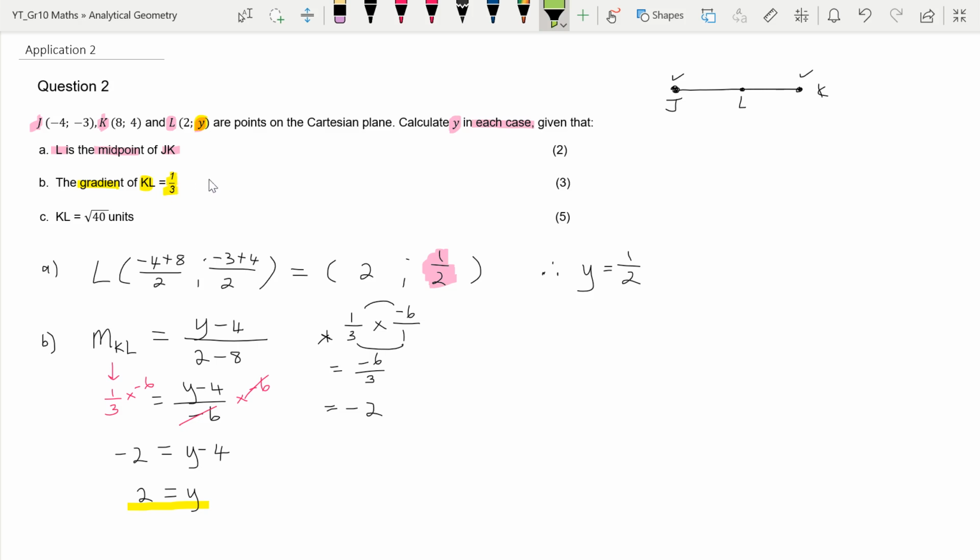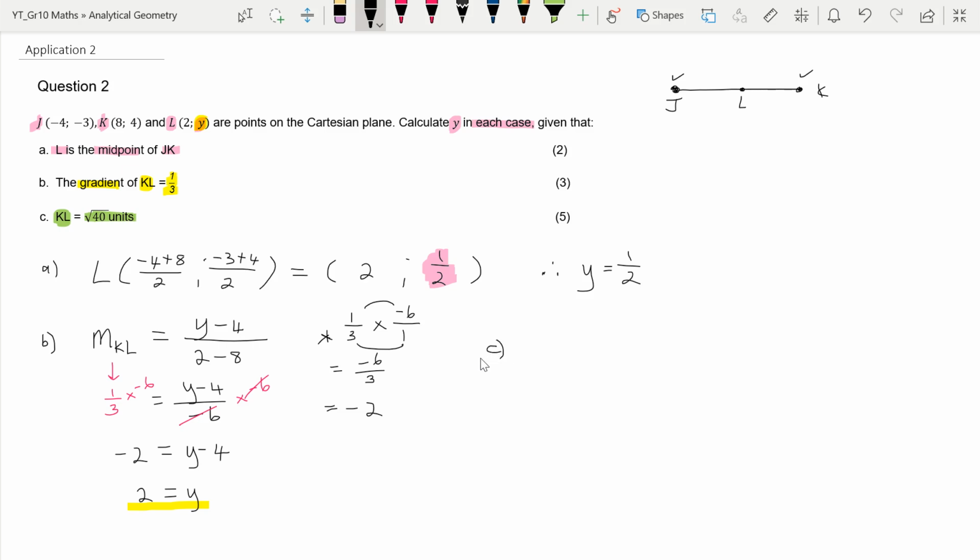So for the third case, we need to calculate the y value if we were given that KL has a length of the square root of 40. Okay, I'm going to do it over here.